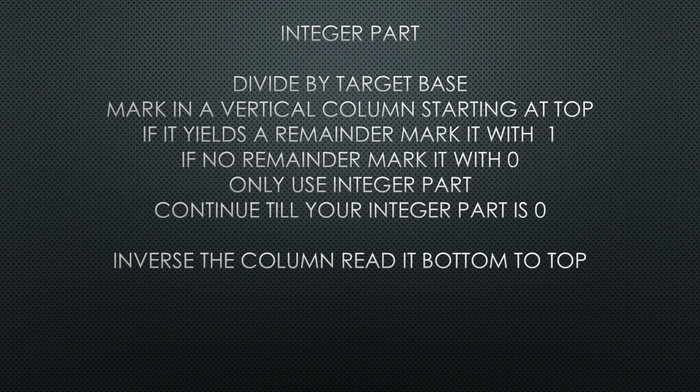First, we're going to divide by the target base, which is 2, and we're going to mark all of our numbers in a vertical column starting at the top. If it yields a remainder, we're going to mark a 1. If no remainder, we're going to mark it with 0. And for this, we're only using the integer part, not the fraction part just yet. We're going to continue working through it until our integer is equal to 0. Then when we're done, we're going to inverse the column, reading it from bottom to top.